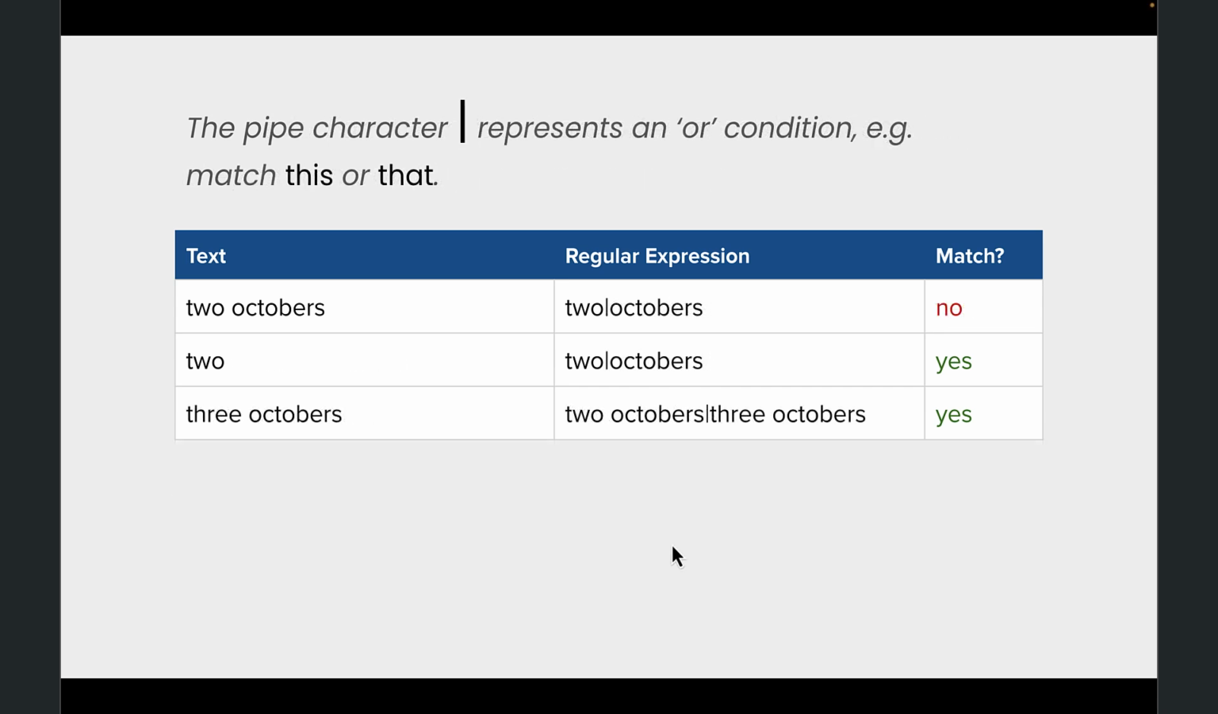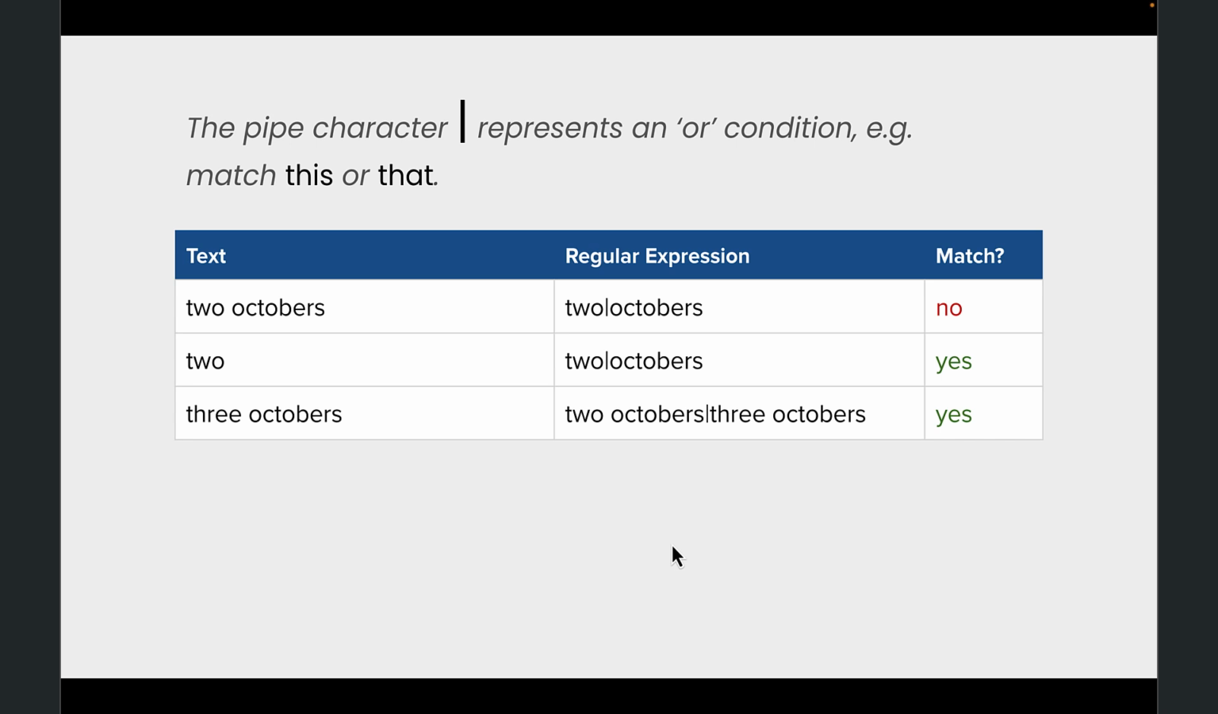The next ingredient we're going to use a lot is this pipe character, and this represents an or condition, meaning match this or that. So we're giving it 2 different regular expressions. In the first example here, I'm saying match 2 or octobers, which is not actually going to match 2 octobers, because for a regular expression to match, it has to match the full string unless you do something like we did in the last example. We could put dot star at the beginning and end of each of these, and then it would match any string that contained 2 or octobers.